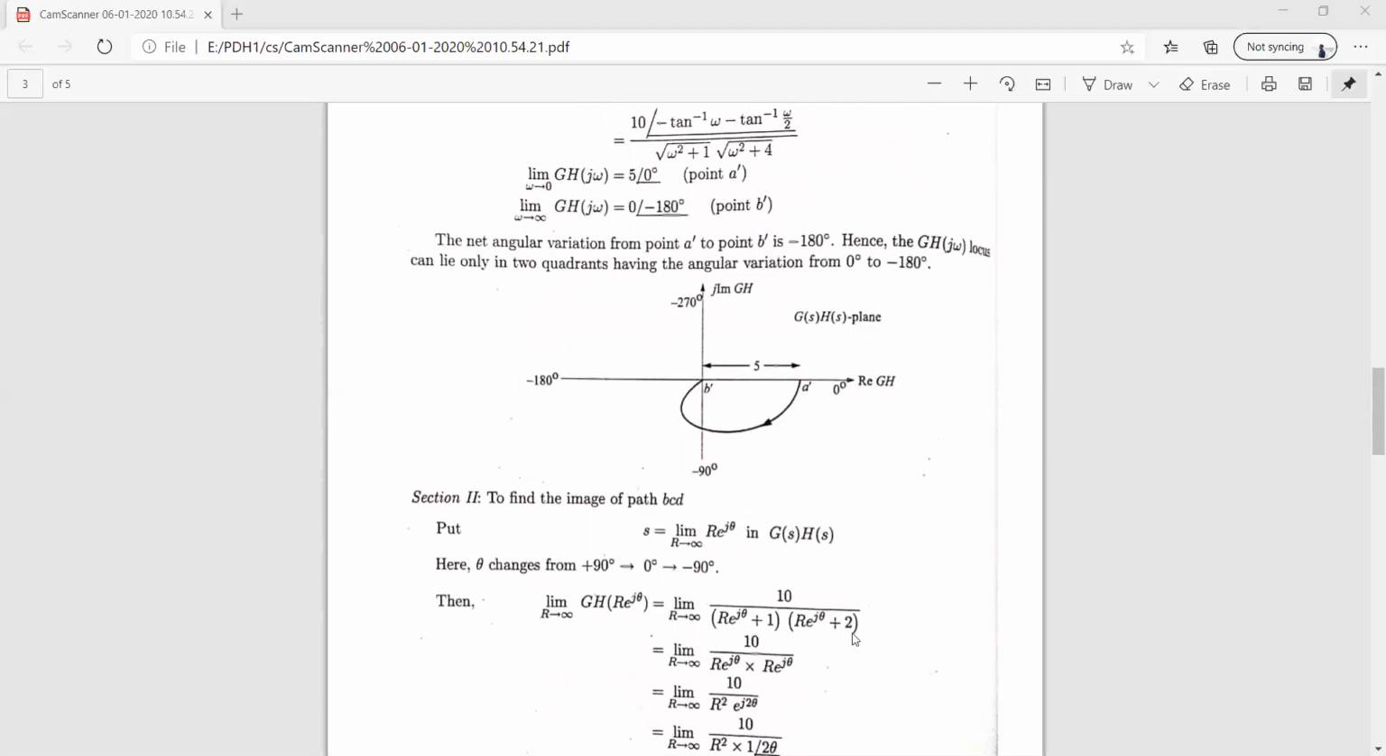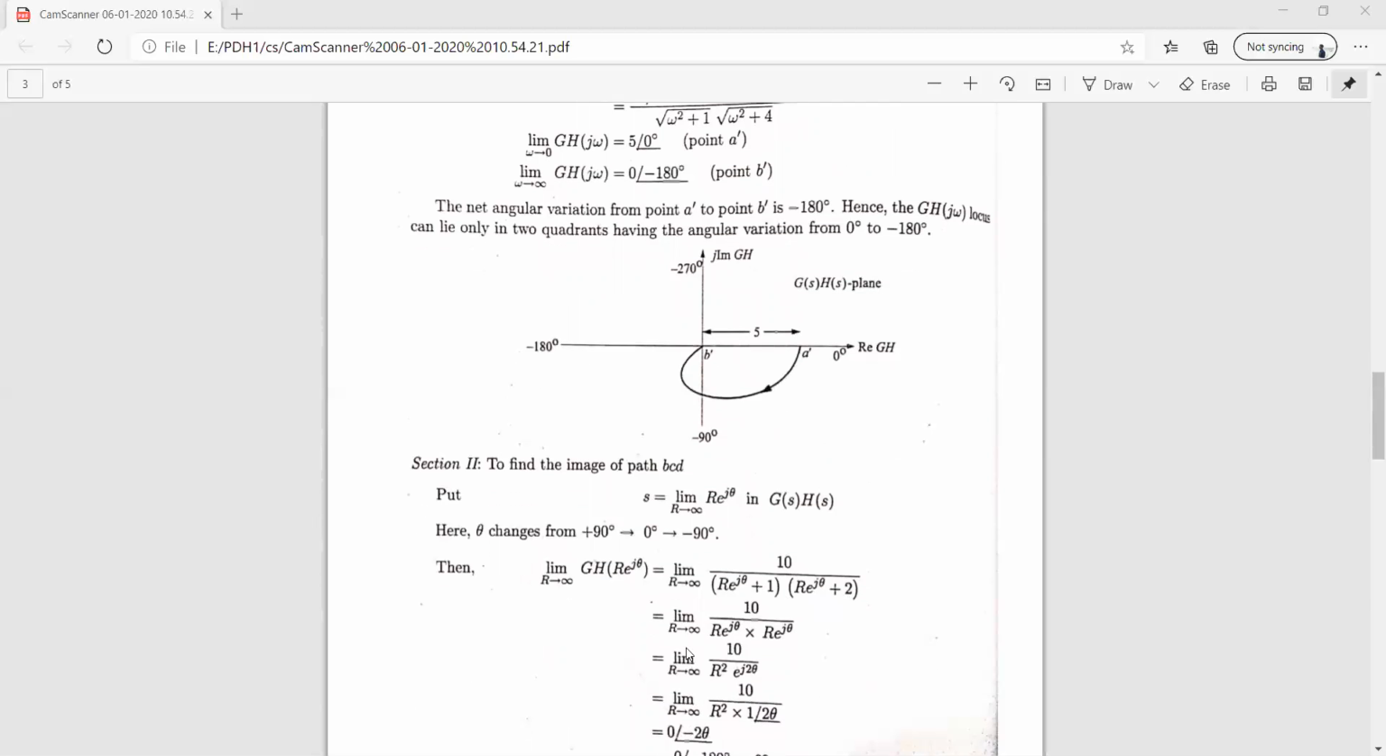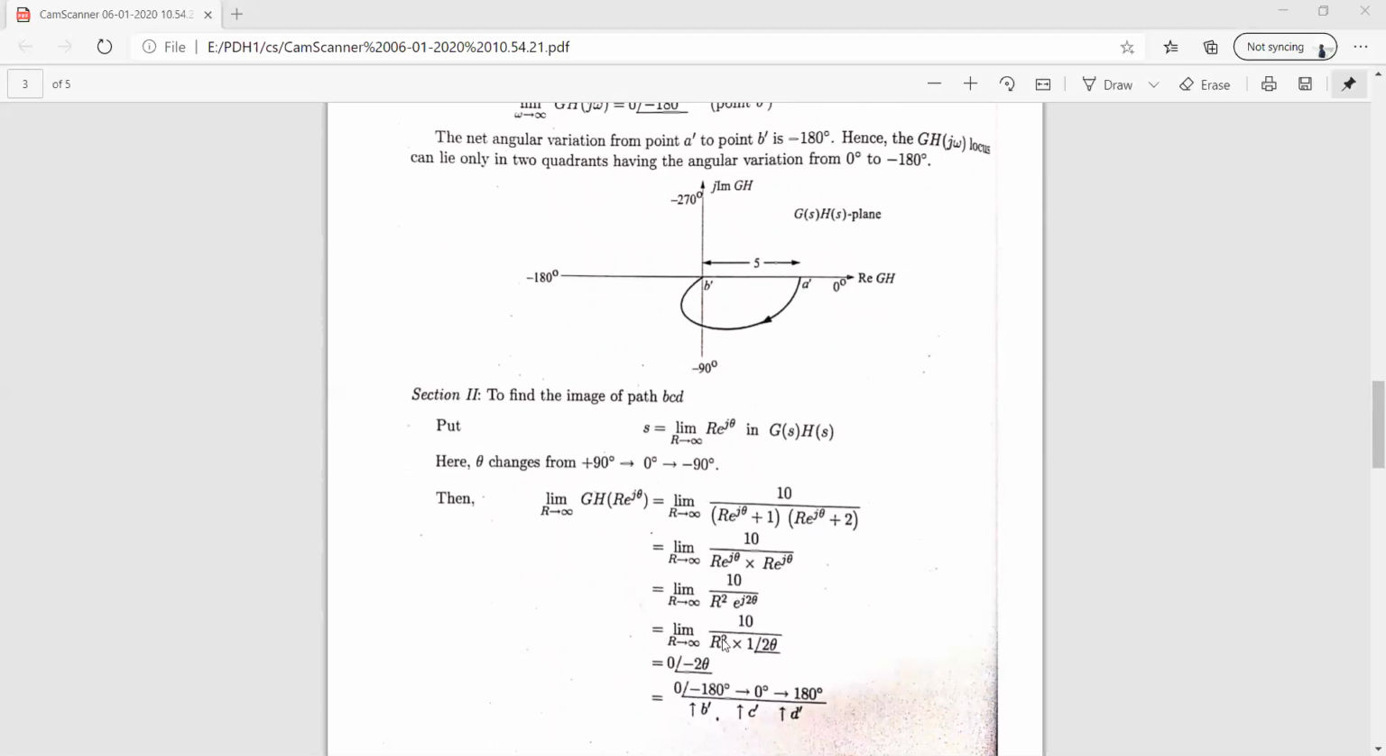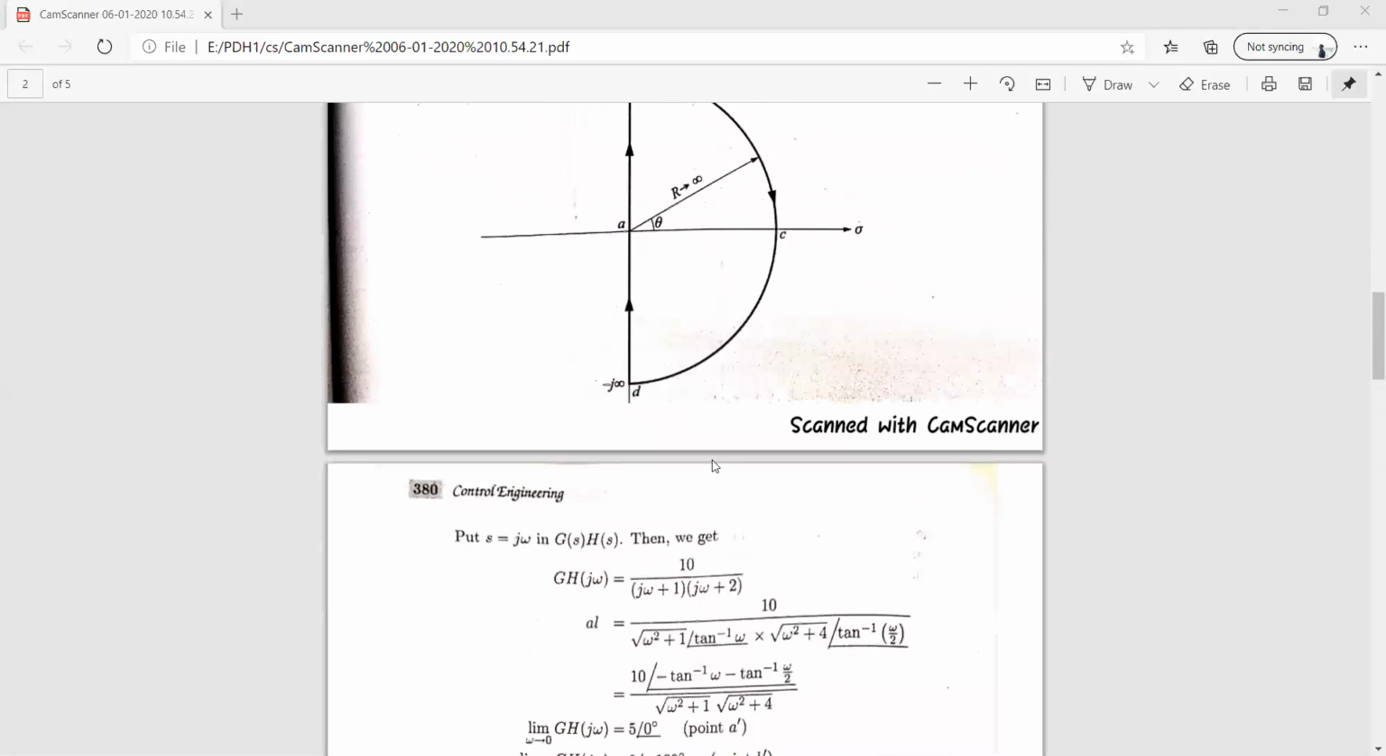If you multiply these, you can rearrange the terms like 10 by r e raised to j theta into r e raised to j theta, right? So if I apply the limits here, the limit r tends to infinity of 10 by r square e raised to j 2 theta. So that is the limit of 10 by r square with an angle minus 2 theta. So at the end, if I substitute r as infinity, I'll get magnitude 0 with an angle minus 2 theta.